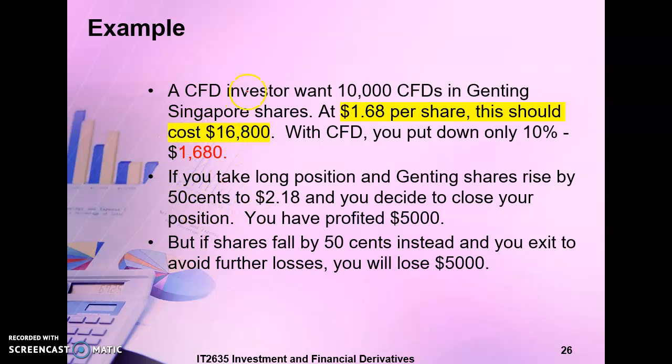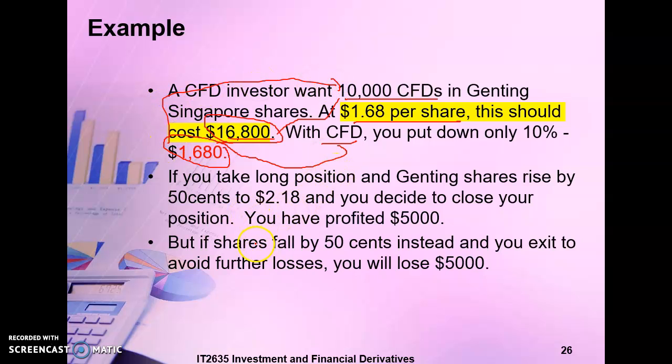So here we have an example. A contract for investors, they basically want 10,000 shares. The share is $1.68 per share, so the whole 10,000 will actually cost you this much. You will require this. But if you use the contract for differences, you only use 10%. Instead of forking out so much to own this amount, now you only fork out 10% of it to own this amount.